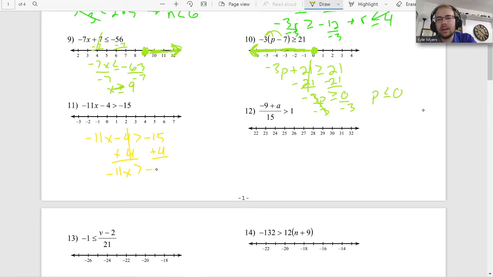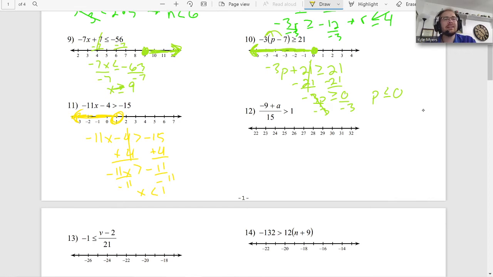Okay, so that's going to be negative 11, and look at that. That divides out perfectly. That becomes x. I have to flip the sign, and then it's a 1, so it's going to go right here. Go that way. And there we go.